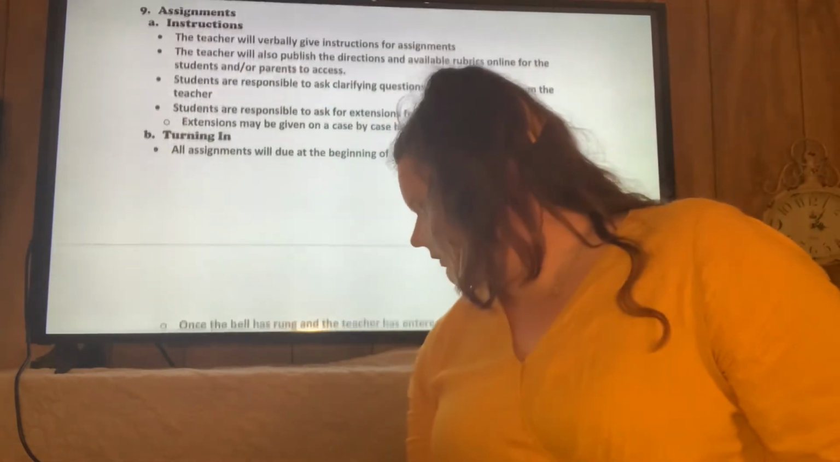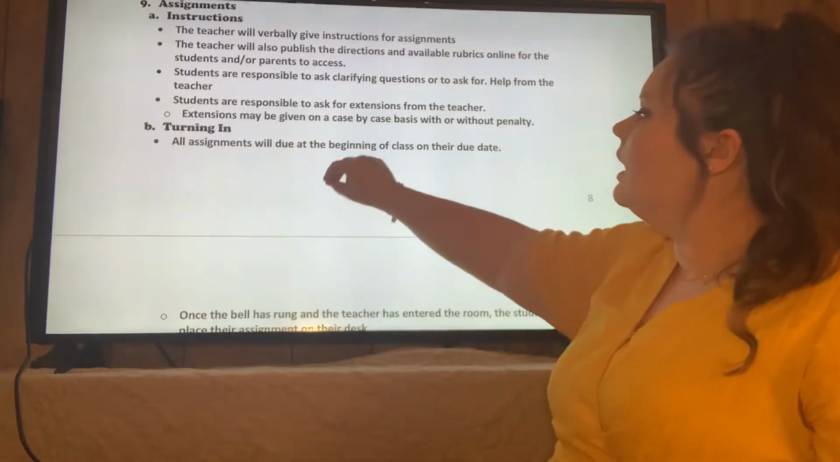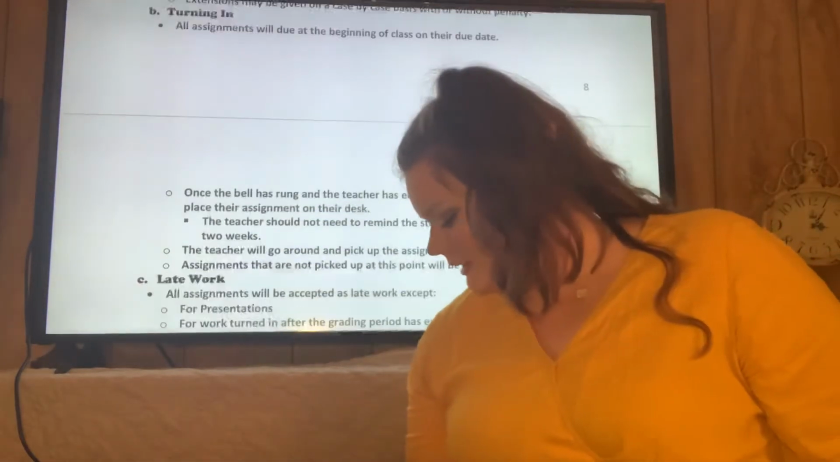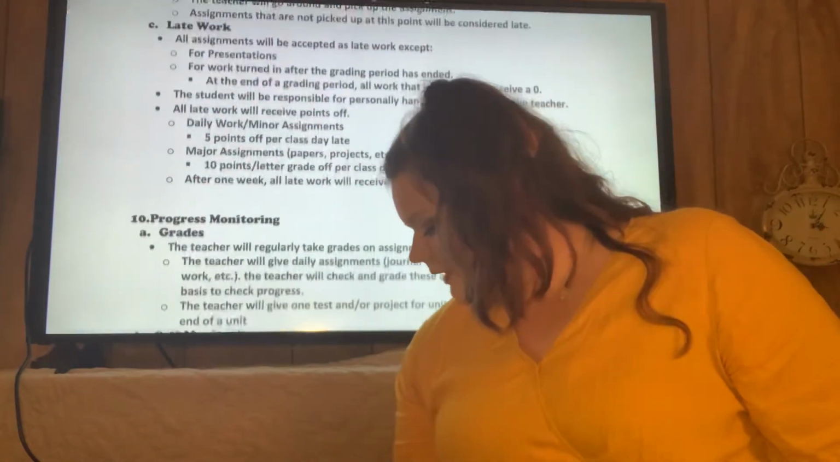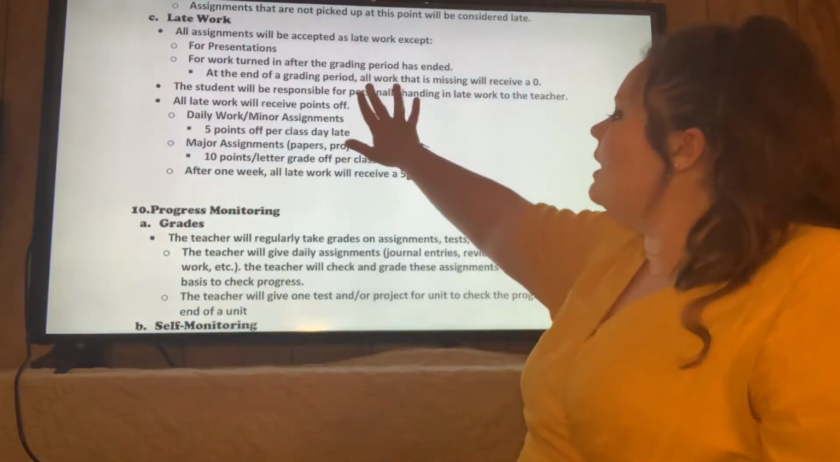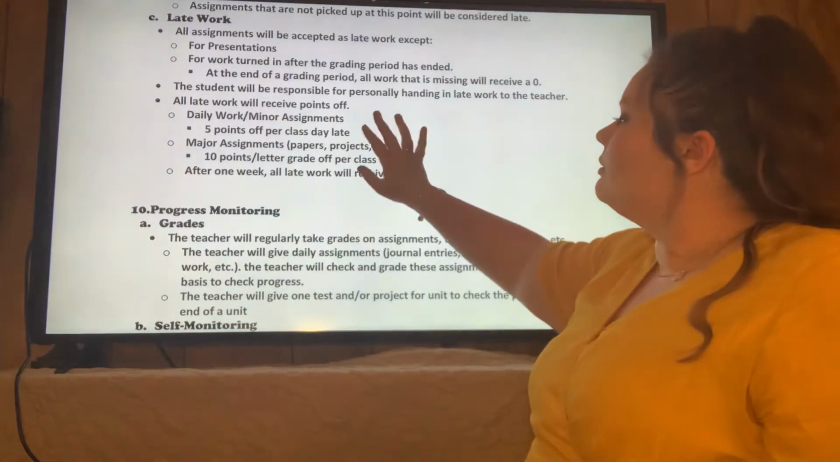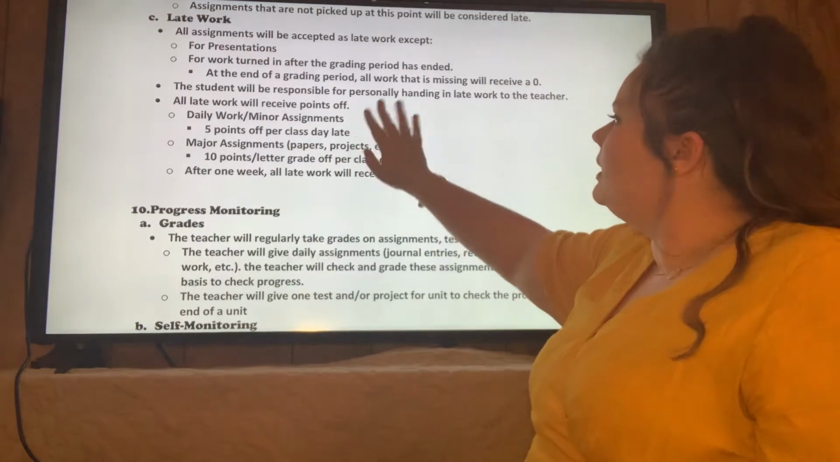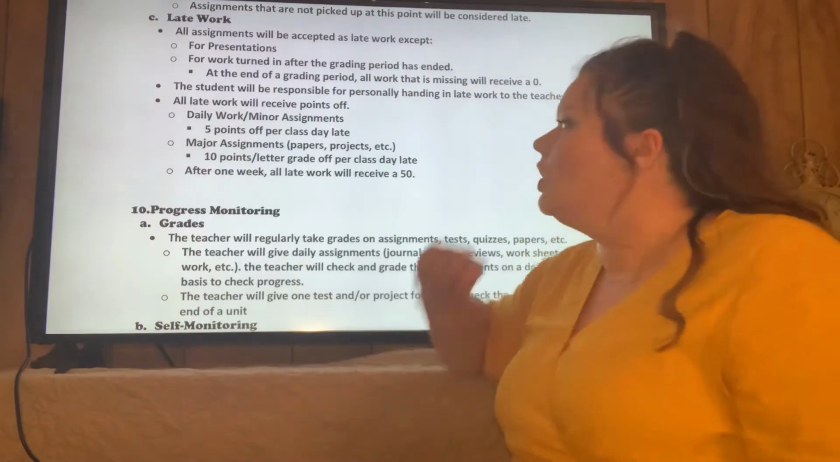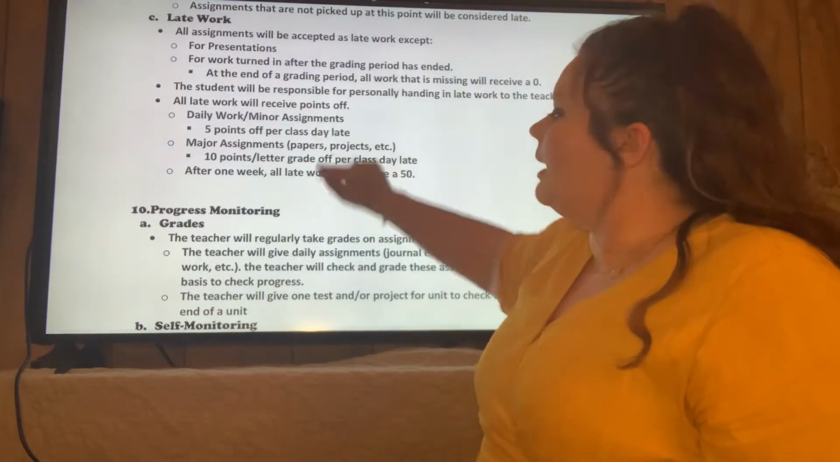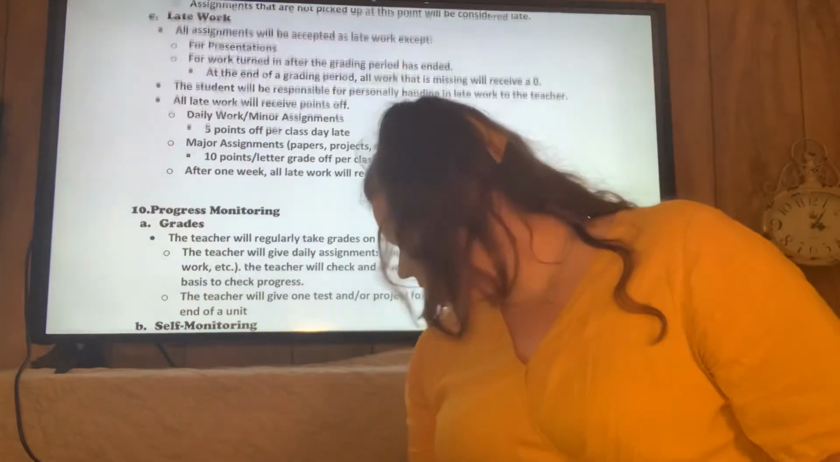Then I have a section on assignments. These are how I will give instructions and how I expect them to turn in their assignments. Then I have late work. So this is not the same as missed work if they were absent. This is late work. So if they missed turning something in, or if they didn't have it finished, or whatever the reason was, these are kind of my policies on that.